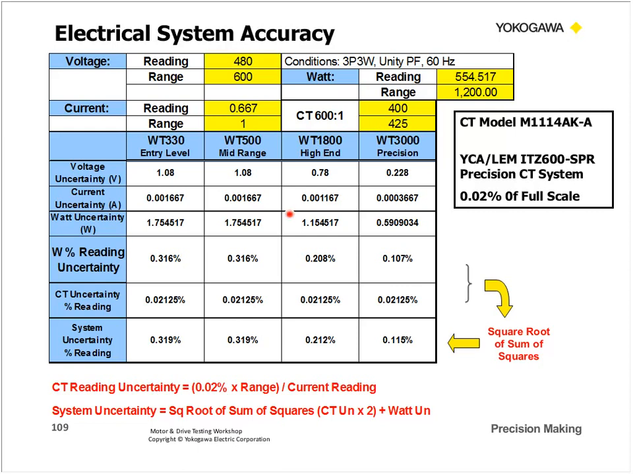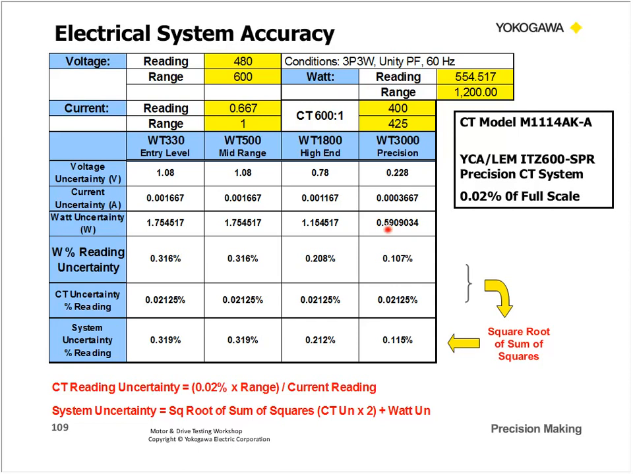So we have to look at the calculation of the instrument. We got the specs on the instrument for voltage and the current and the power. And so we calculate this according to the manual, and this is usually a percent of reading plus a percent of range. That's where we came up with this. And that'll give us a reading in watts.